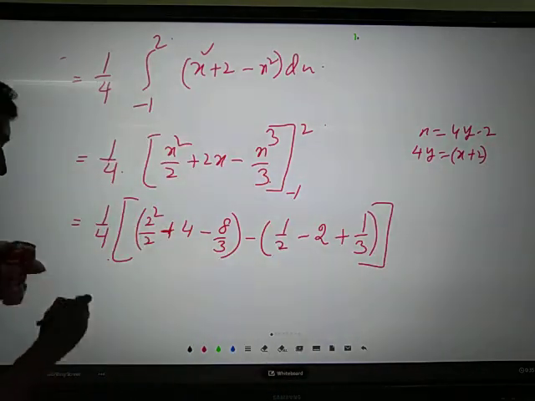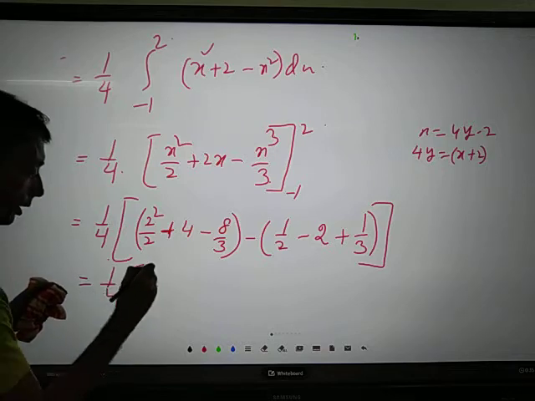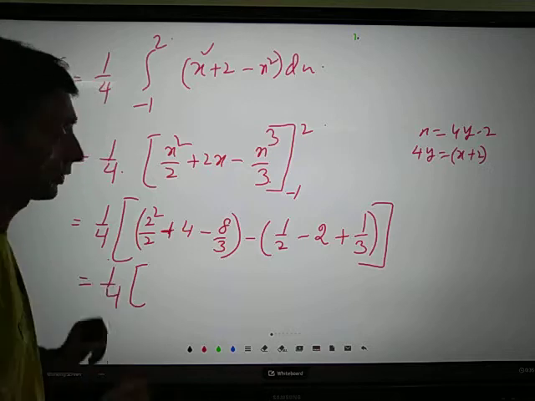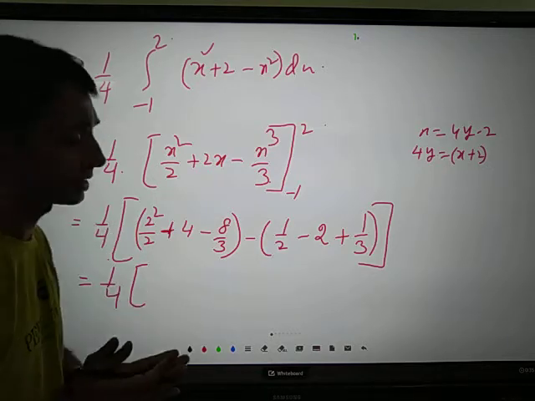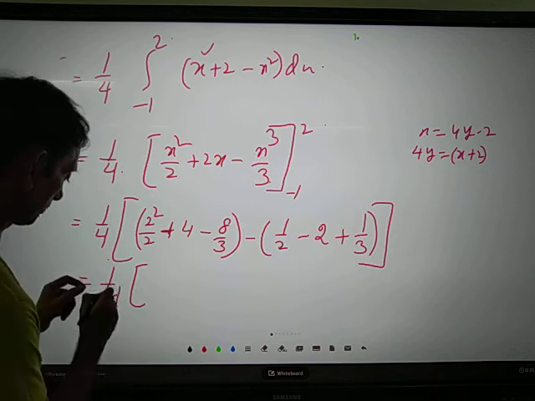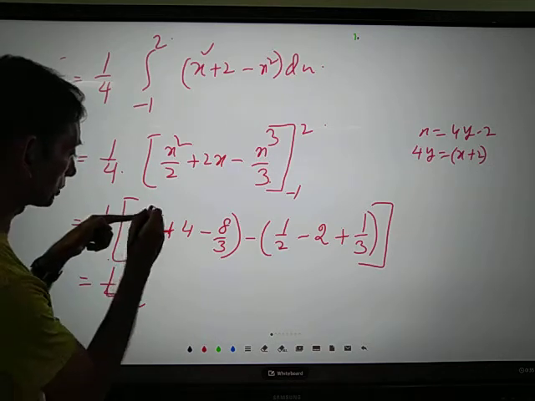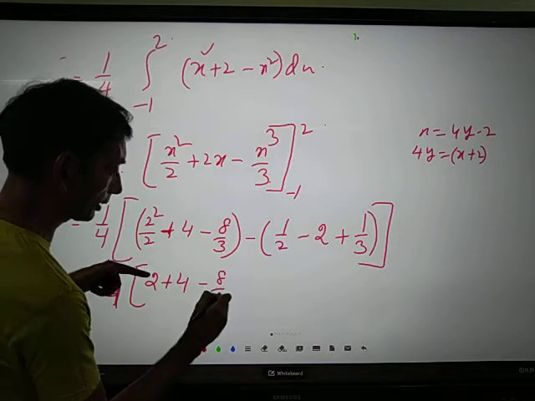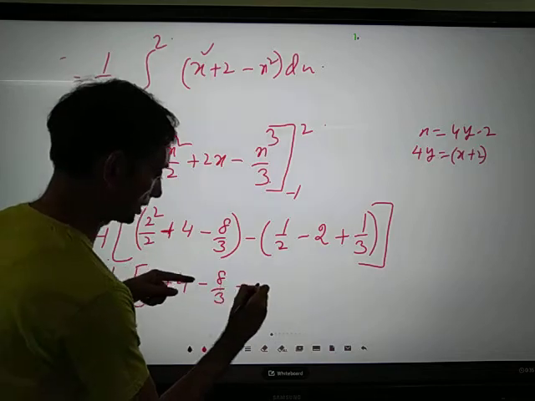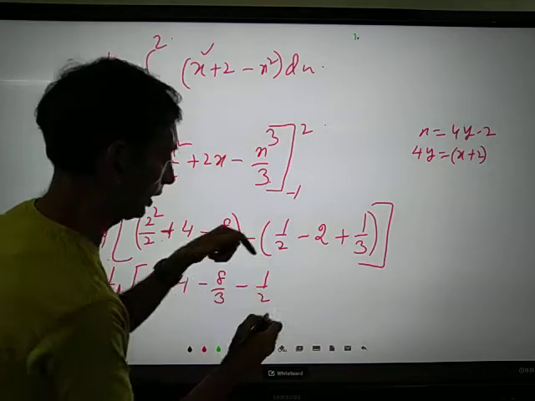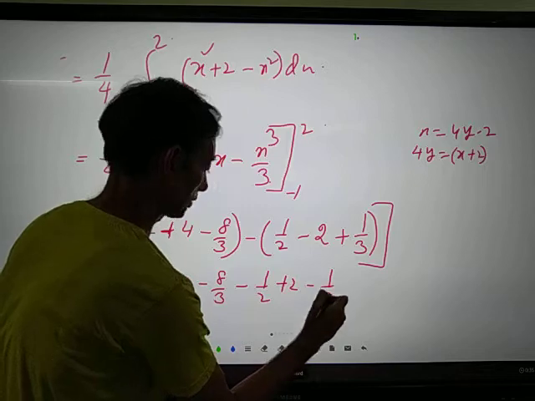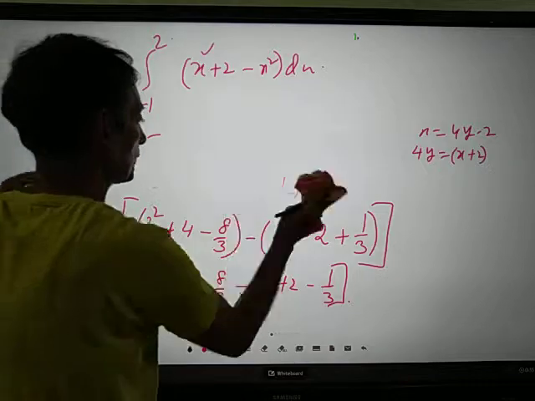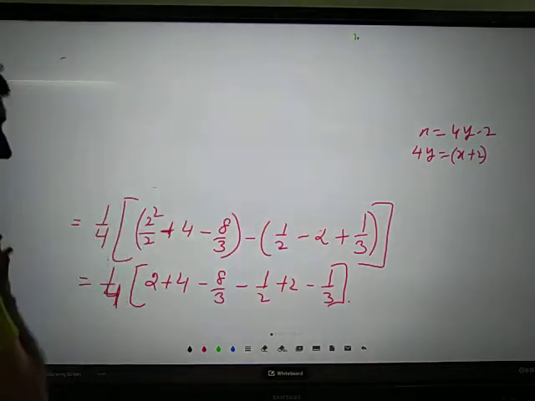I hope you are following these steps. Mostly the steps are very simple. It has certain steps, but the question is very simple. So it's 2 squared by 2, so it's 2 plus 4, and I'll leave it like that, minus 8 by 3. And if you subtract, this is minus half, this is plus 2, this is minus 1 by 3. Only simplification is left out. You can quickly simplify and get the answer by yourself.